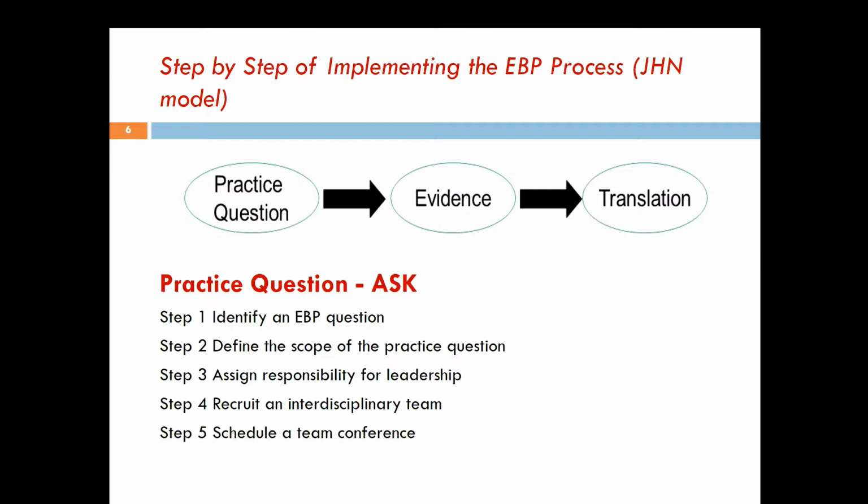The ask step includes identifying an evidence-based practice question. The second step is to define the scope of the practice question. Let's just go through it, and there will be examples in the following slide. The third step is to assign responsibility for leadership. It basically requires a team to do evidence-based practice. The fourth is to recruit an interdisciplinary team, and step 5, schedule a team conference. So that's the first step that is included in asking an evidence-based question.